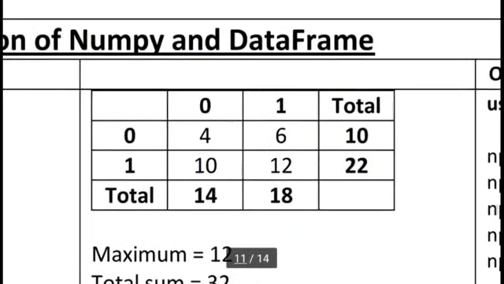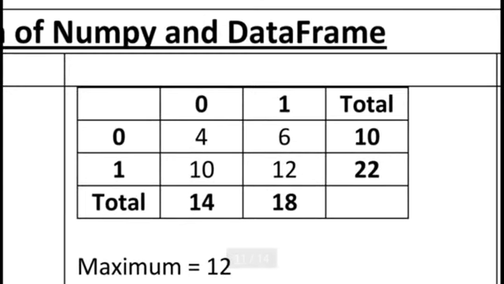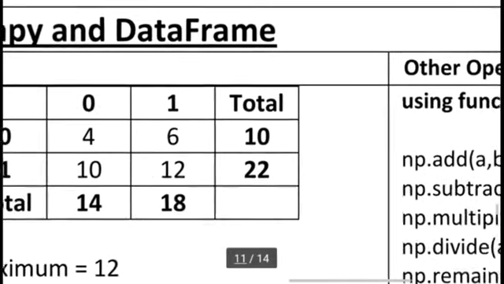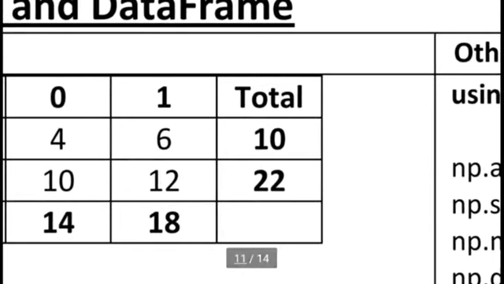Suppose this is the data. Here you can see 0 and 1: 0 is our first column, and 1 is our second column. For all the values, 4 and 10, the sum is 14. 6 and 12, the sum is 18. So here we use axis 0. The default axis is axis 0.